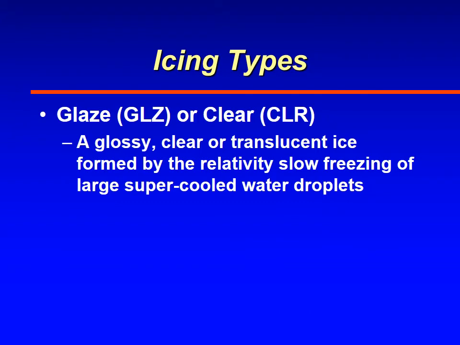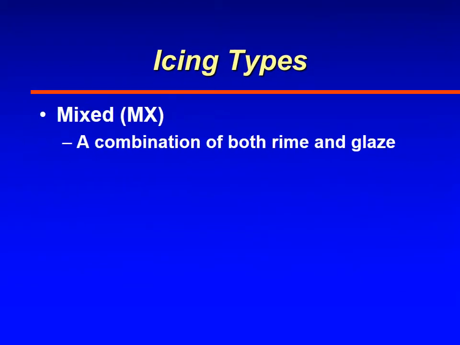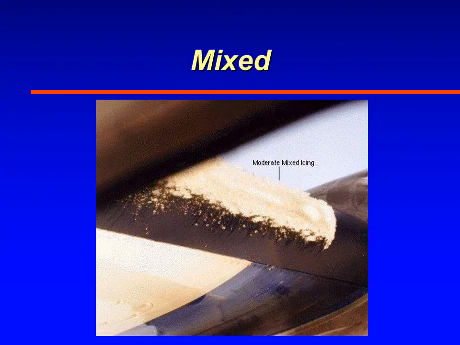Glaze, which is also clear ice. Most of the world uses the term glaze. Here in the United States, we use clear. But it's glossy, translucent ice, which results from very slow freezing of big drops with high liquid water contents. There's a picture of glaze ice or clear ice. And then finally, mixed is kind of in between. It's a combination of both. And that's what mixed ice looks like.